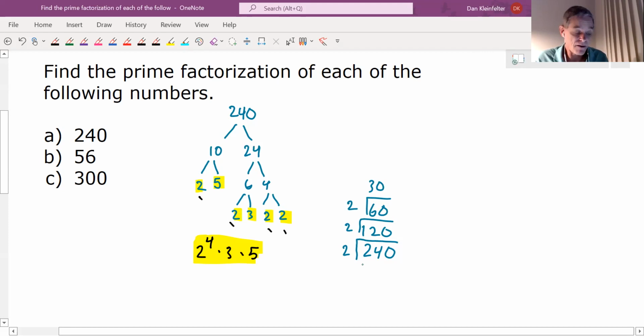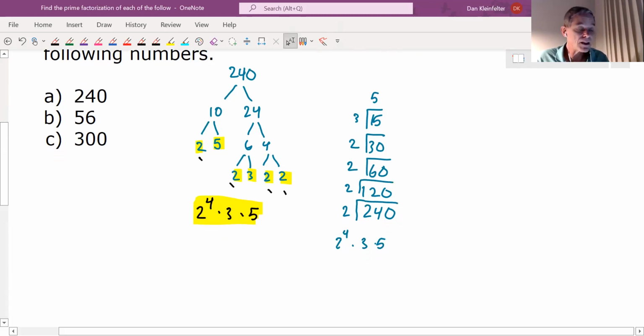And finally, we've run out of 2s. I should have one more 2. I have one more 2. So 2 goes into 30 15 times, and we're out of 2s finally. And so 15 is divisible by 3, that leaves 5. And so again, we have the same answer we had before. There were 4 factors of 2, and then a 3 and a 5.